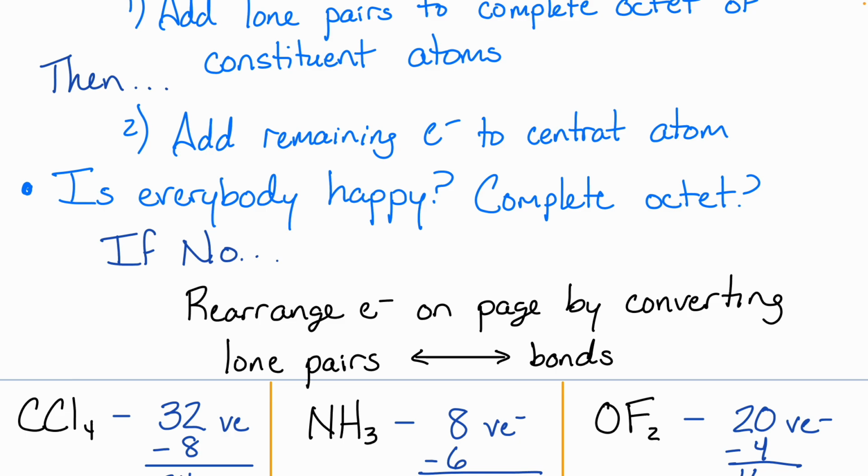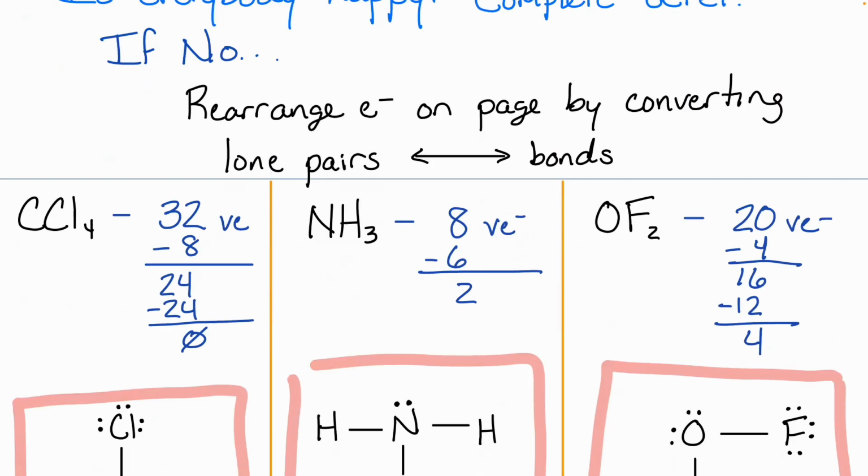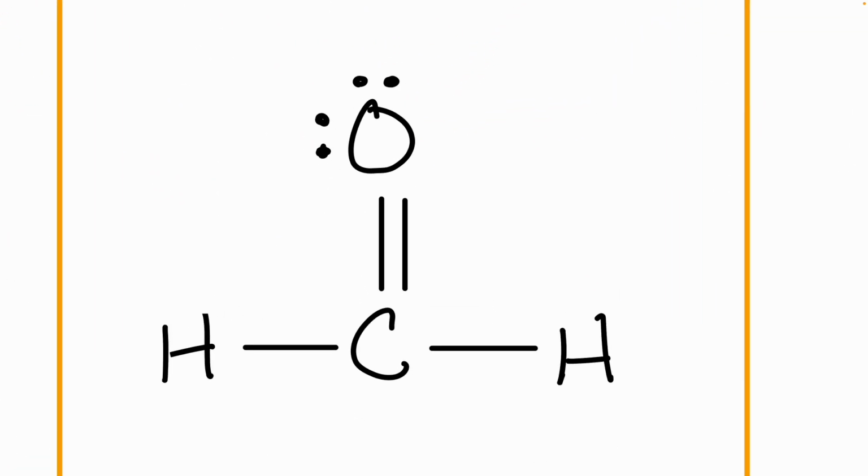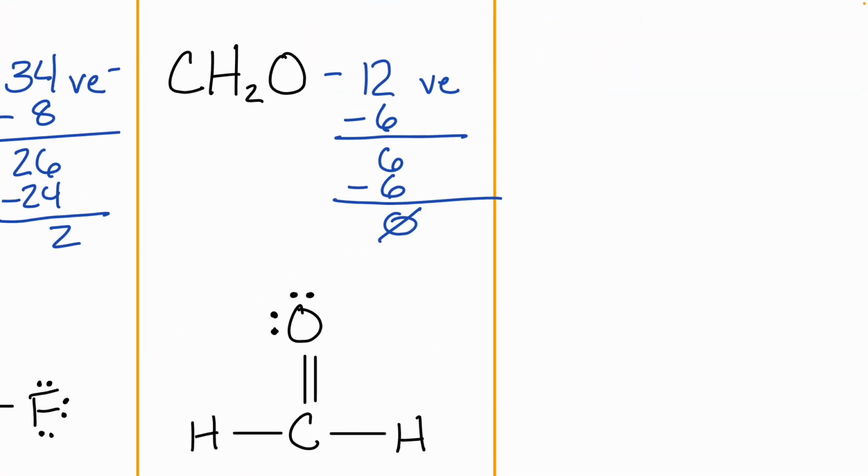All right, so I followed all my rules up until now. And again, this is where that left me. And I said, all right, well, is everybody happy? And the answer was no, carbon's not happy. So I'm going to rearrange what's already on the board. I'm going to take a lone pair from the oxygen and turn it into a bonding pair. And now if I count my oxygen's octet, it's got 2, 4, 6, 8. And if I count carbon's octet, it has 2, 4, 6, 8. Okay? Cool.